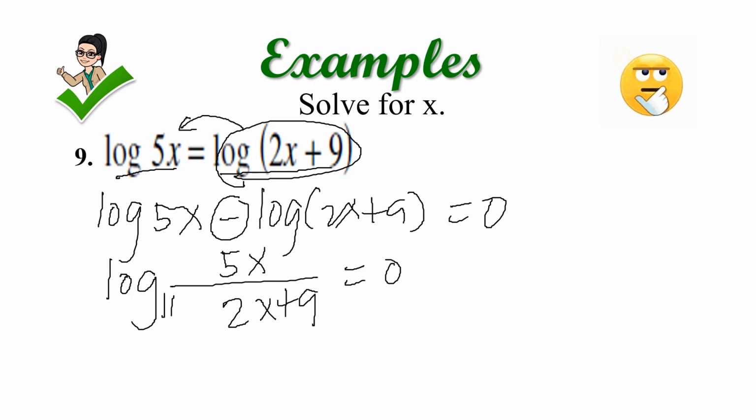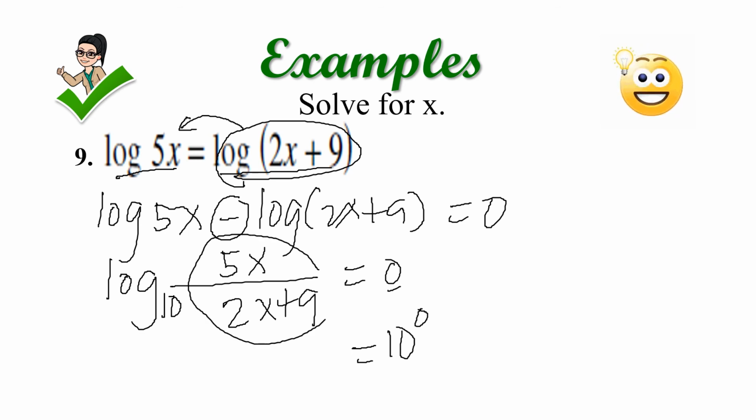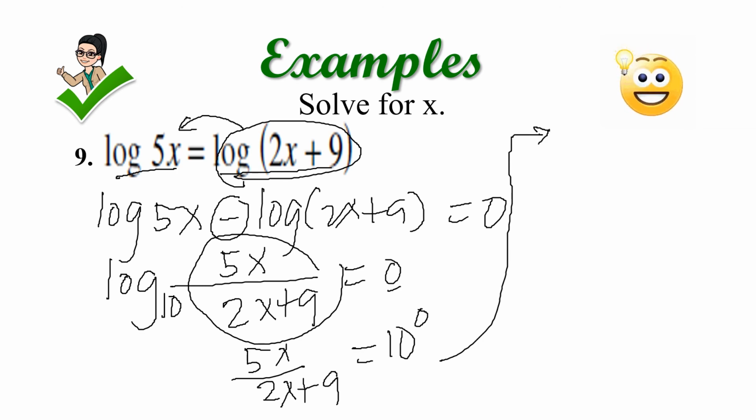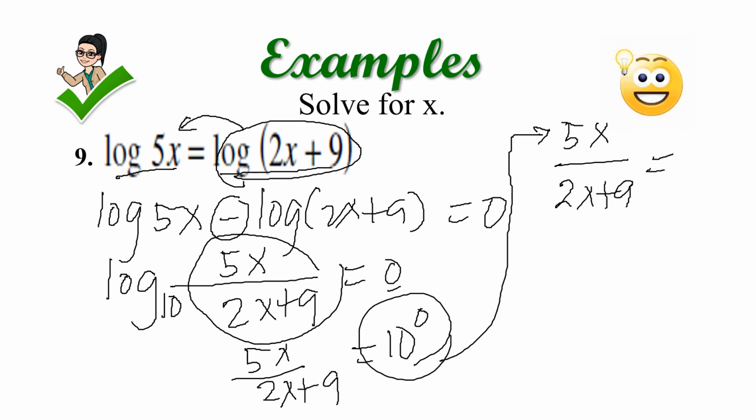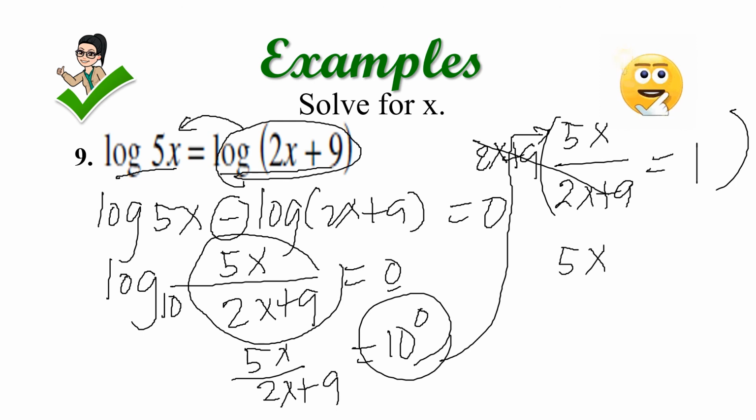Now, understood that our base here is 10, we can now transpose 10 to the right with the exponent 0. So 10 raised to 0. And then simply copy this part, 5x over 2x plus 9. Let's simplify this further. Copy first 5x over 2x plus 9 equals 10 raised to 0 is 1. Multiply both sides by 2x plus 9. Then this will be cancelled. Copy 5x equals 2x plus 9 times 1 is 2x plus 9.